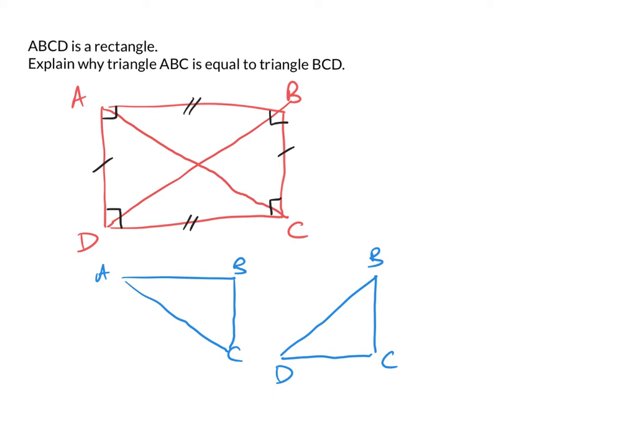Now, let's put these same marks on my two triangles. If we look at triangle ABC, we know that this corner is 90 degrees, and this length AB has got a double dash on it, and BC has got a single dash. On triangle BCD, we have a right angle at C. BC has got a single dash, and we know that DC has got the double dash.